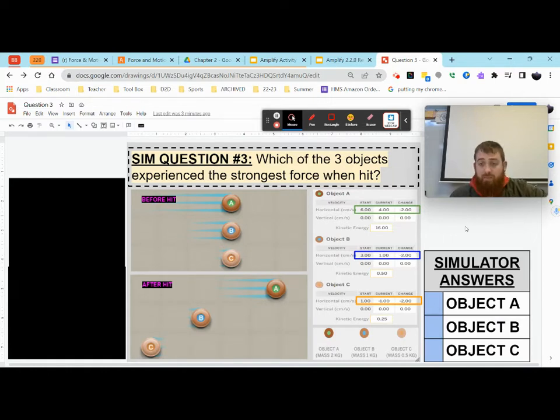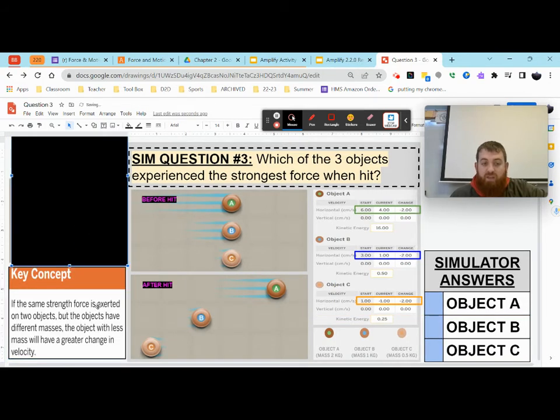All right. Do you think you got it? Let's go ahead and take a look. It's important to know that if the same strength force is exerted on two objects, but the objects have different masses, the object with less mass will have a greater change in velocity. So if we apply the same force to three objects with different masses, our lighter object will move faster, our heavier object will move slower. But when we look at our answers here, we see a different story. All of our objects actually change their velocity by the same amount. So they didn't experience the same force, because we don't see a difference in their velocity change.